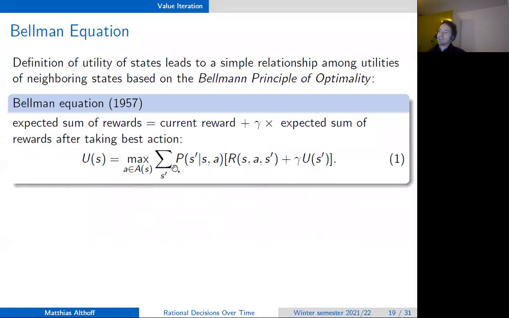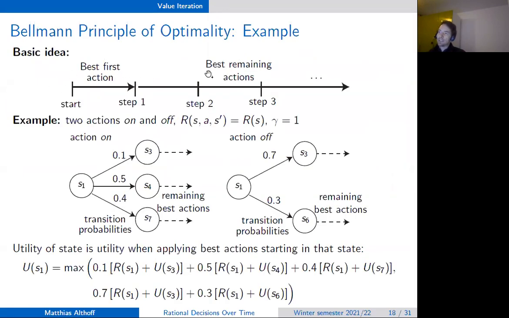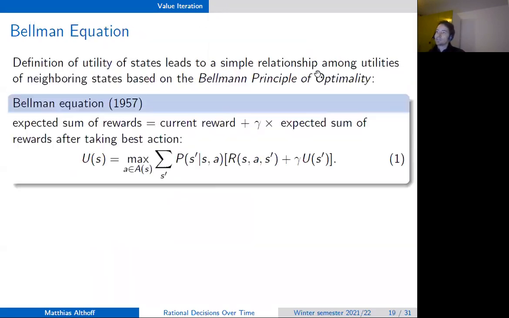So here we have the probabilities of ending in the next states s prime, and we multiply this with the instantaneous reward plus the future reward. So current reward plus future rewards, and we take the best action for the current reward. This is exactly this principle. So best first action and then best remaining actions. And of course, we want to optimize the utility. So that's why we're taking the action that provides us with the best utility.